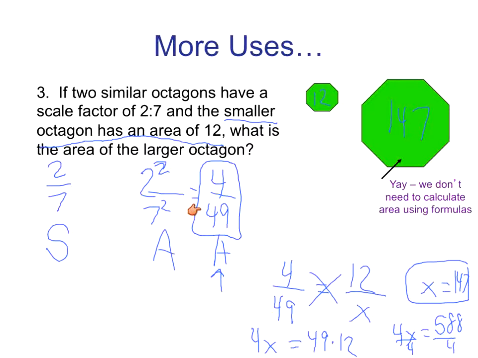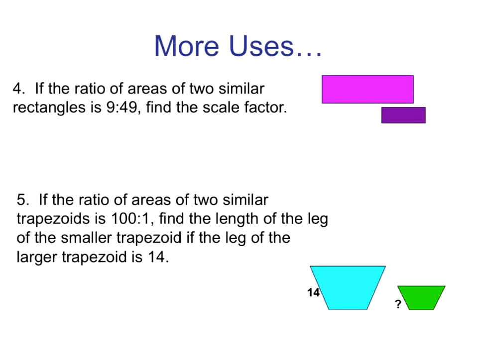So we're going to try this again, because practice makes perfect. So let's try example 4. Example 4 says, if the ratio of areas of two similar rectangles is 9:49, find the scale factor. So let's write my S. Let's write my A.